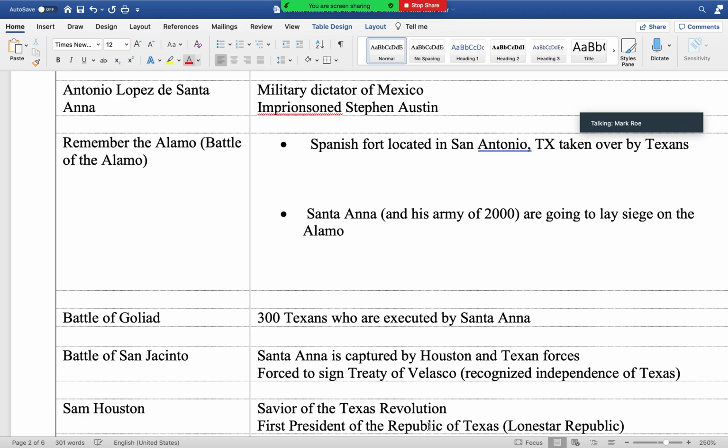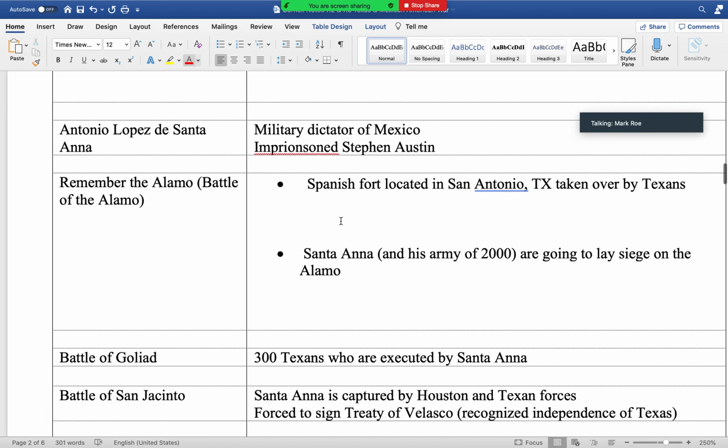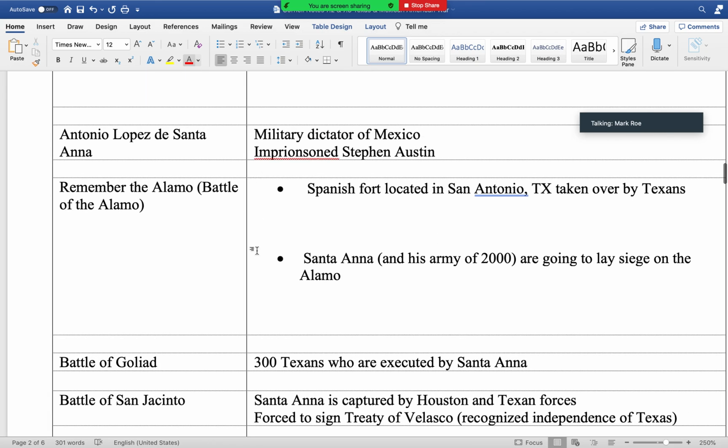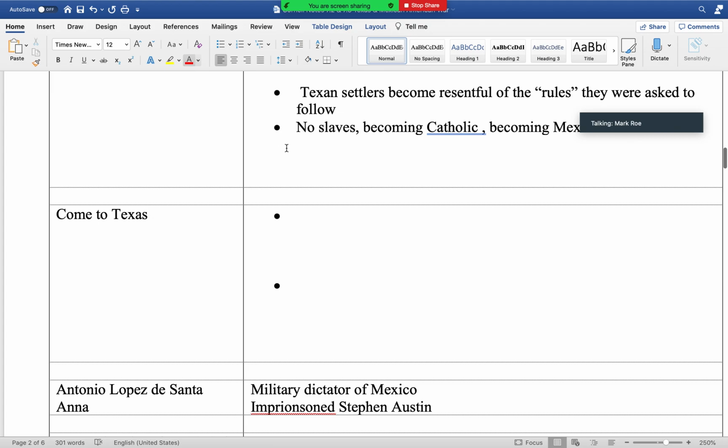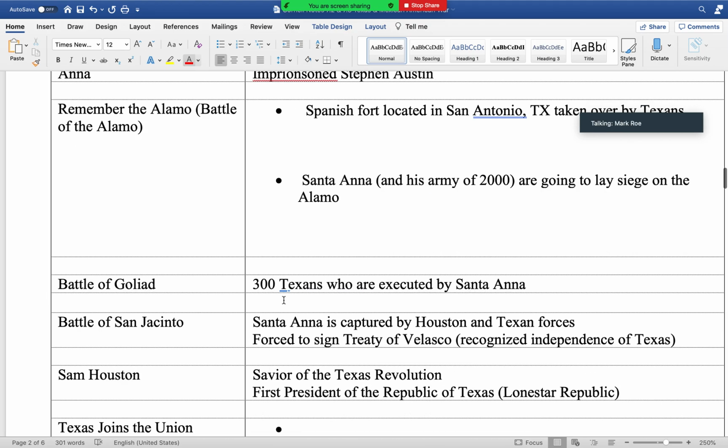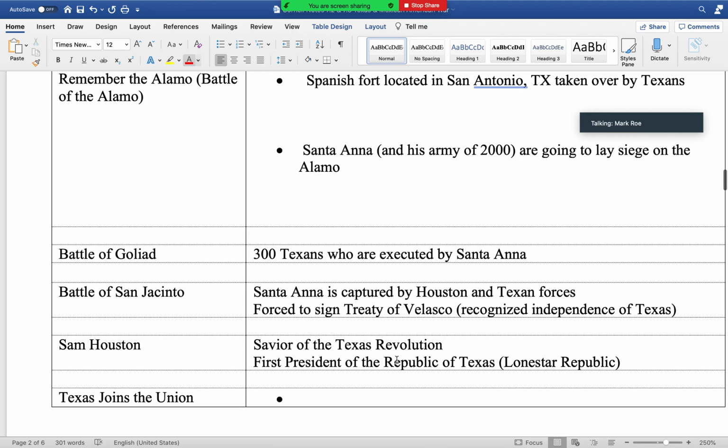Sam Houston becomes very important there as well. He led Texan forces at the Battle of San Jacinto against Santa Anna, ultimately leading to the Treaty of Velasco that recognizes the independence of Texas. All of these things, from the Alamo, really the start of the revolution, to Texas becoming an independent country, are separated by just a few months. This wasn't a multiple year long thing.